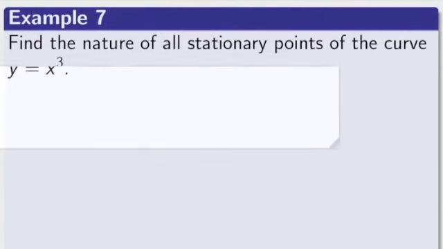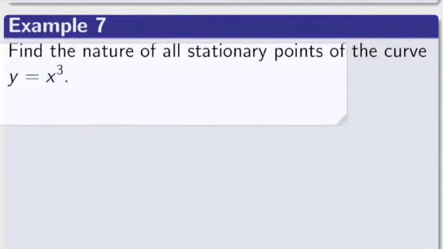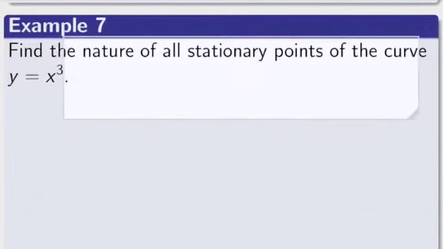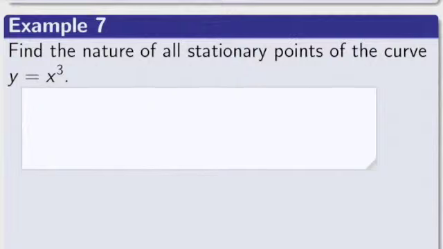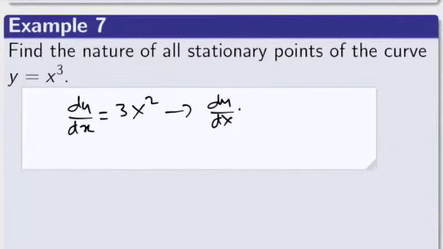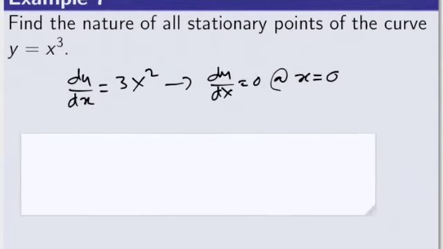Now let's look at another example. Find the nature of all stationary points of the curve y equals x cubed. So let's differentiate y with respect to x. We obtain 3x squared. So dy/dx is equal to 0 at x equal to 0. So we have a stationary point at x equal to 0.